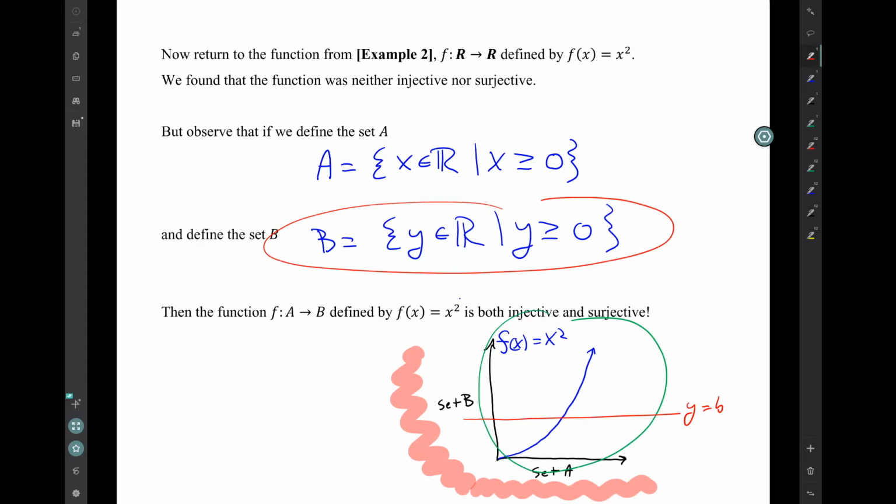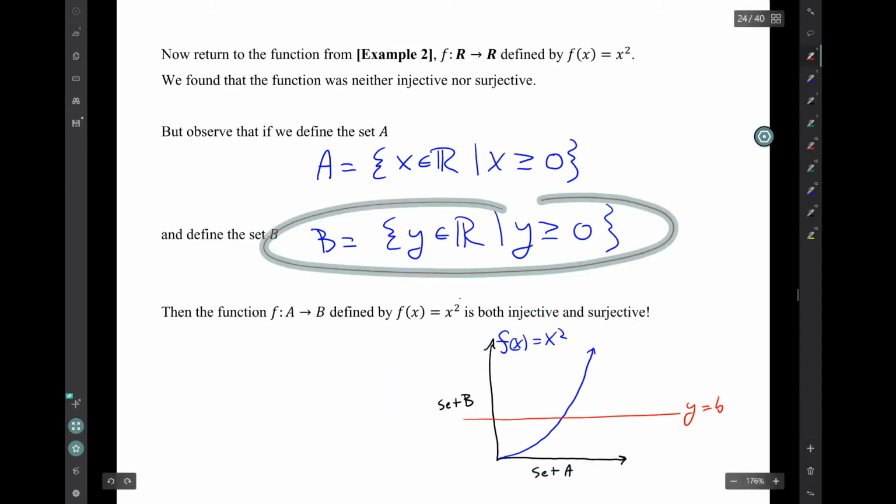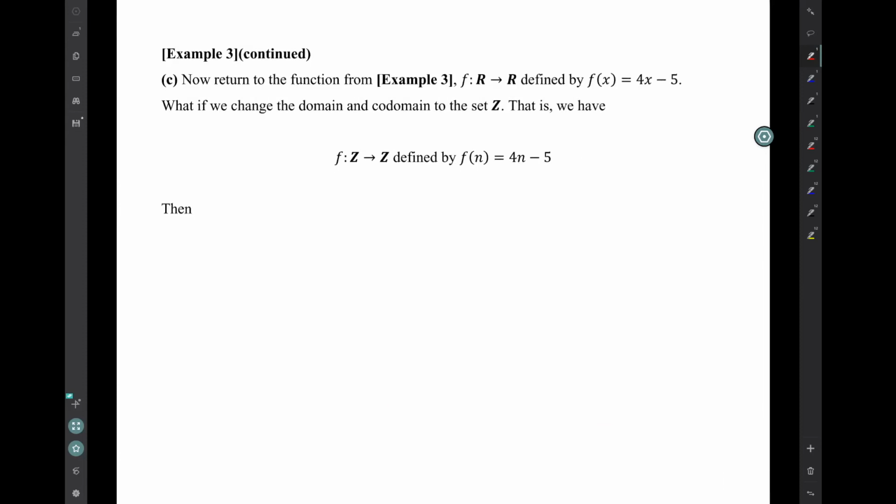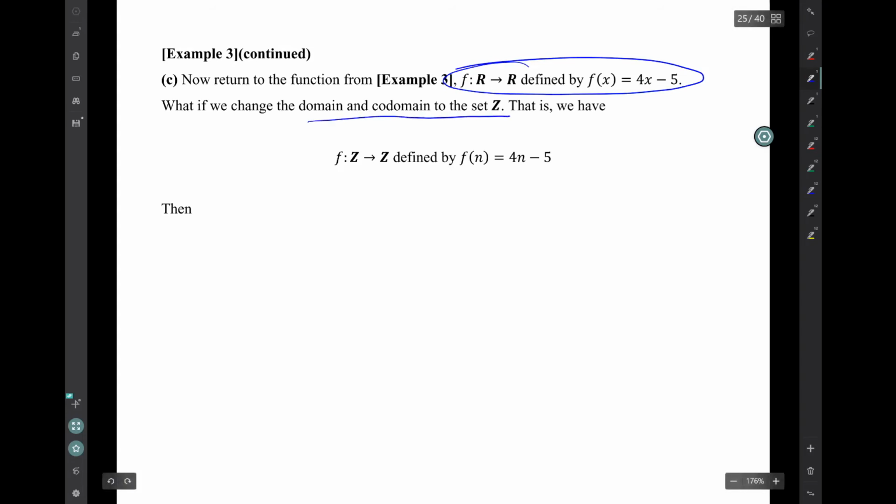So simply by redefining the function with a restricted domain and restricted codomain, we can turn it into something that is actually injective and surjective. Now let's go back to the function from example 3, f of x equals 4x minus 5. What if we change the domain and codomain to the set Z of integers? Then we'll use the variable n instead of x. So we have this function from Z to Z described by this formula. Notice that this function is still injective.